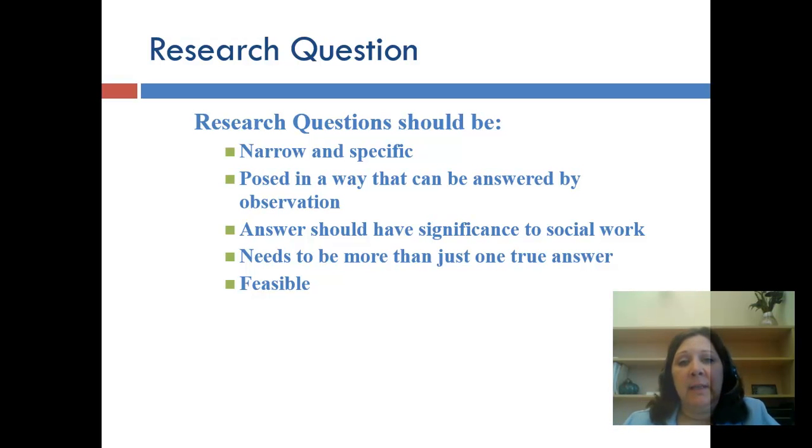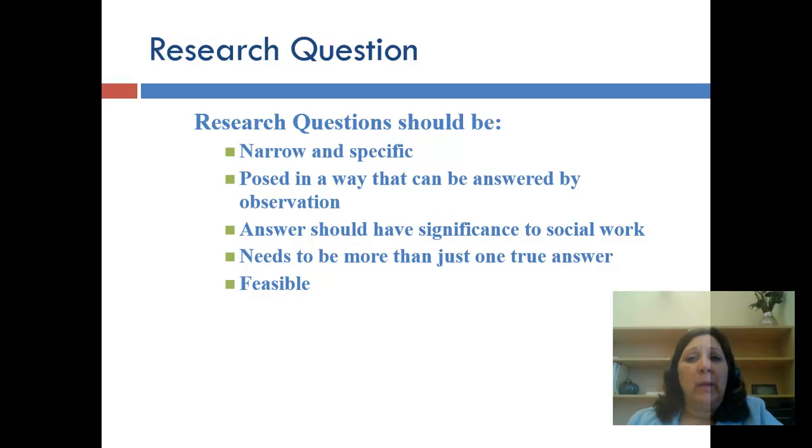It has to be answerable. Okay, so it needs to be something we can answer, and most importantly, it has to have significance to social work. We don't do research for research purposes. We do research to help people, to answer questions so that we can help people, so that we can solve problems and make life better for other people.